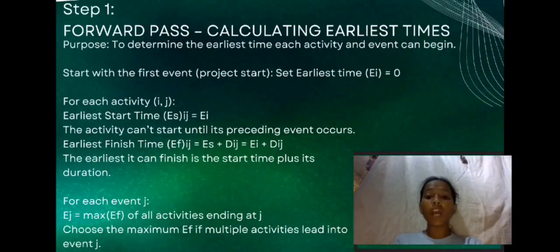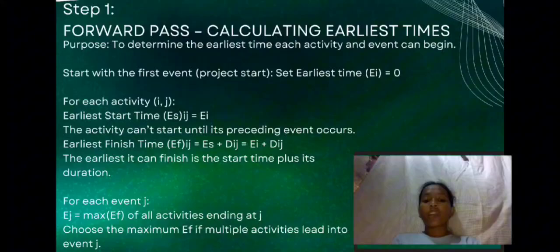Now we use what's called the forward pass to calculate the earliest time each event can happen. This is step 1 in building a project schedule. We begin with a start event, usually set at time 0. Then we follow the steps. 1: for every activity, set the earliest start time, ESIJ equals EI. This means the activity can't begin unless its predecessor has finished. 2: next, calculate the earliest finish time, EFIJ equals ESIJ plus DIJ. That's the time it starts plus how long it takes to finish.